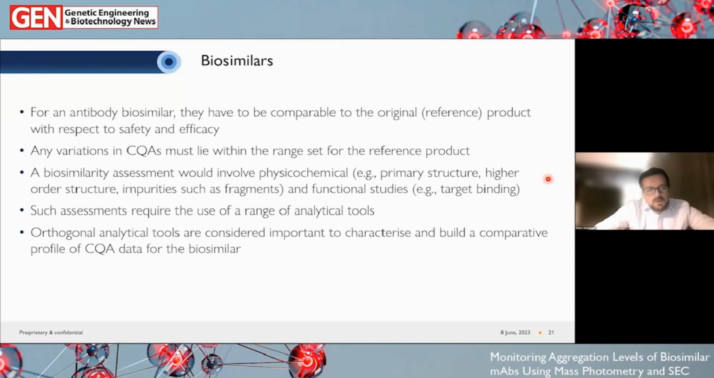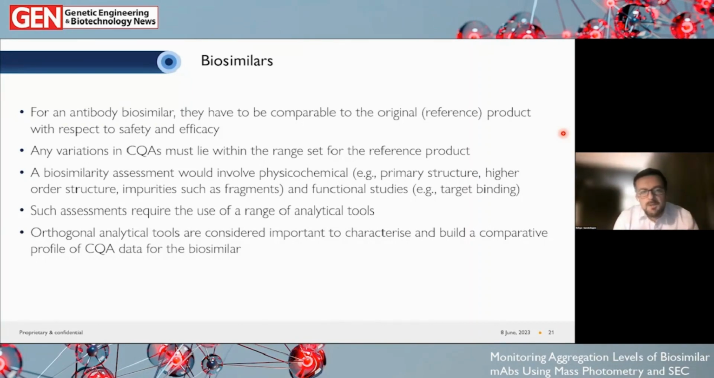As I move on to talk about the results of the small-scale study that RIC Biologics completed, they focused on looking at Herceptin, which was the original reference product, and they had several biosimilars that were based on Herceptin as the original innovator drug. A biosimilarity assessment would involve physicochemical and functional studies. On the physicochemical side, looking at the primary structure, higher order structure, or trying to identify the presence of impurities such as fragments. And on the functional side, for example, just looking at target binding.